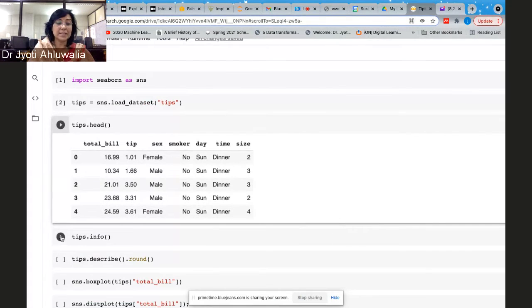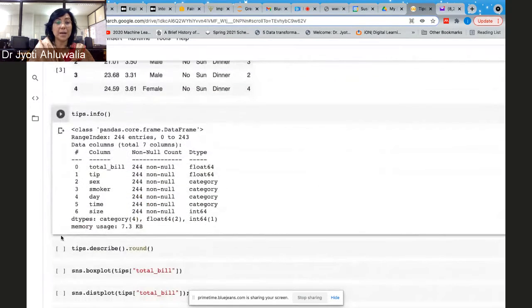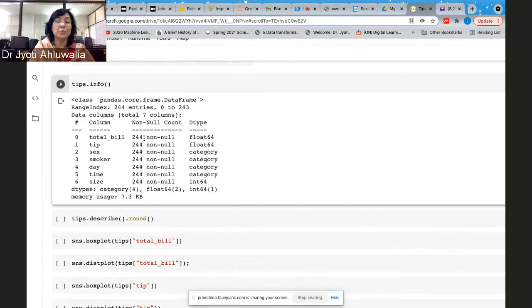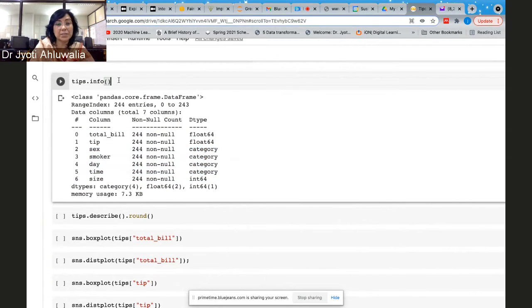So let's see, we have another command called info. We run that command and we see that we have 244 rows of filled-in data in our data set today. These numerical columns have been saved as float, which means they can be decimal numbers, and size, the number of people who come to my restaurant in a group, is saved as an integer. Then the sex, smoker, day and time columns are saved as category. Like we discussed, a category is a non-numeric variable, or a categorical variable. So this is how my data is distributed, and the info function helps us list all that.